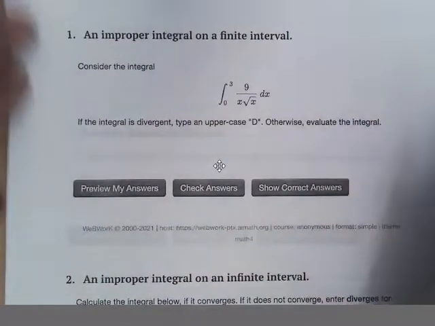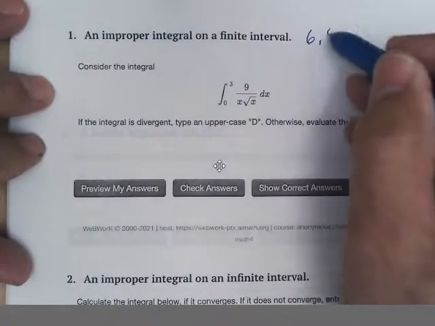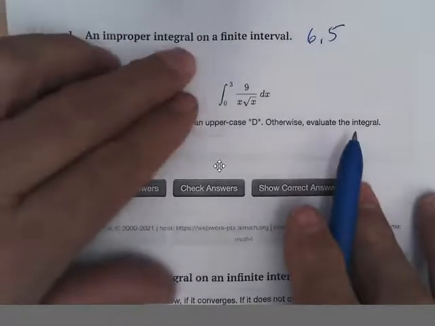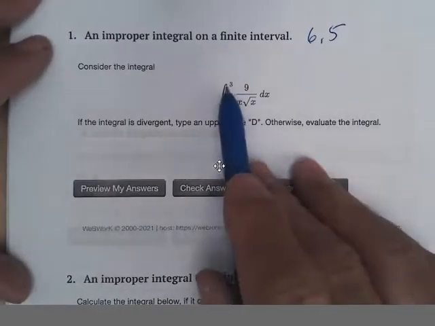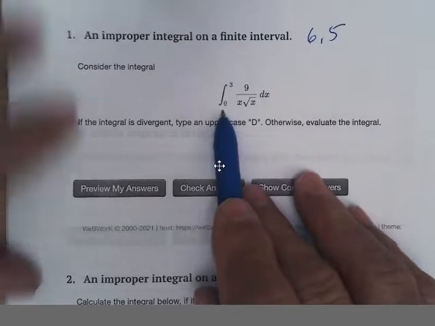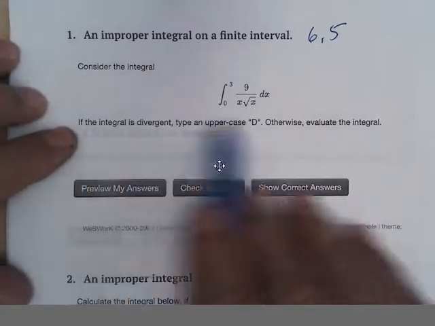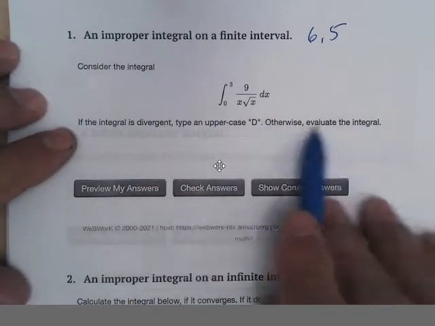All right, exercises from section 6.5. This is the improper integral section. And so we got to consider this one. If it's divergent, write D. If it's otherwise, evaluate it.